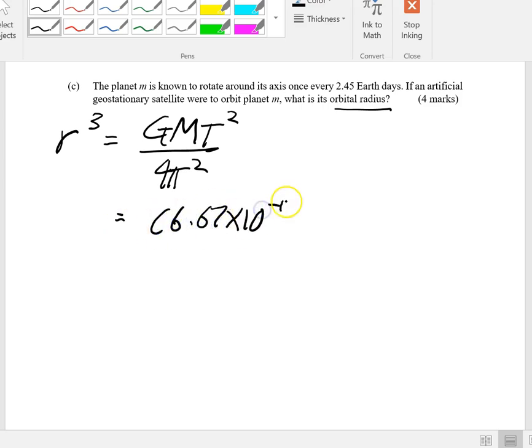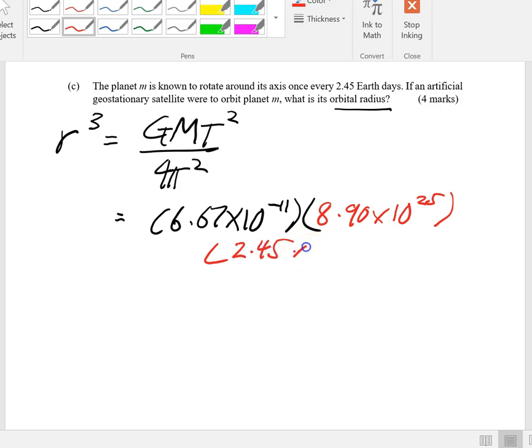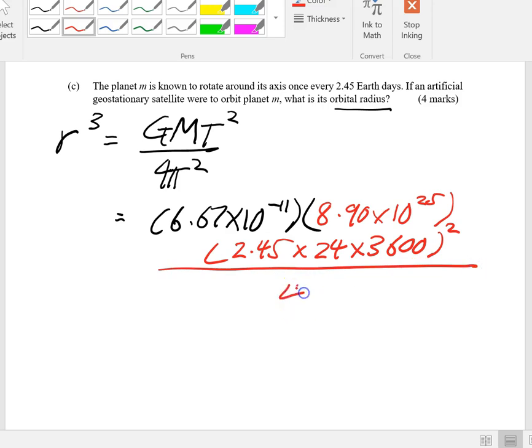I just need to put in carefully. The mass here is the mass of the planet, not the mass of the star, because this is the planet-satellite system. The mass of the planet, according to the question, is given earlier. And the period for this particular planet is 2.45 Earth days. So I'm going to write, you have to multiply by 2.45, again change to SI units, close the bracket, square the whole thing, divided by 4 pi squared.